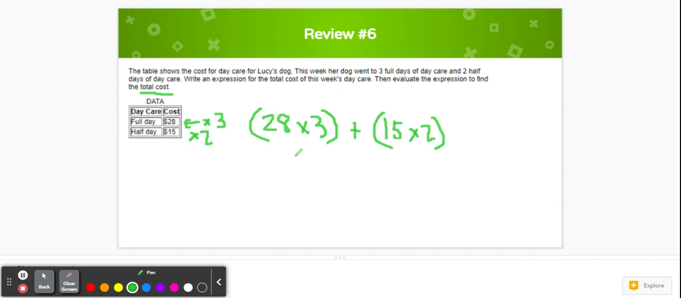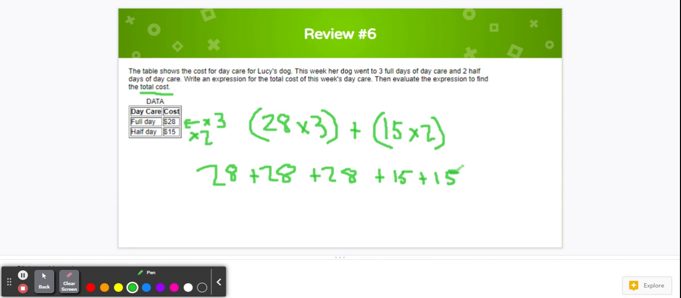Now, could you do this differently? If you weren't thinking multiplication, you could write this. This would be 28 plus 28, plus 28. We could just do repeated addition, plus 15 twice, 15 plus 15. You could do this, and that would be acceptable.